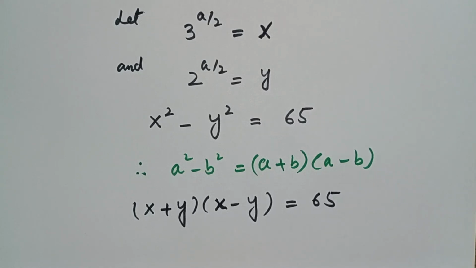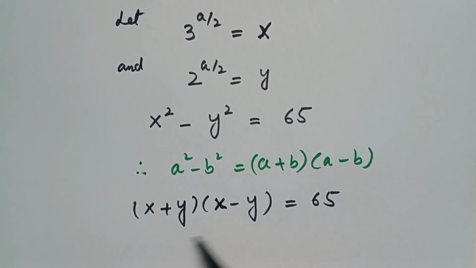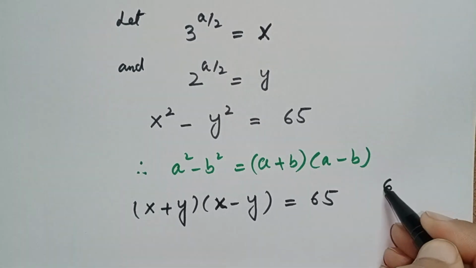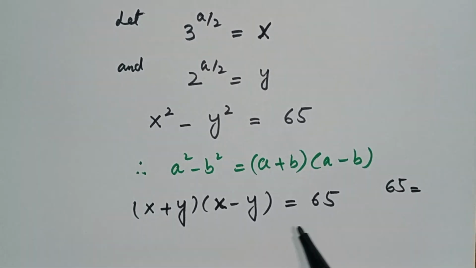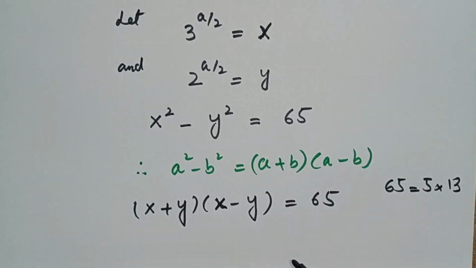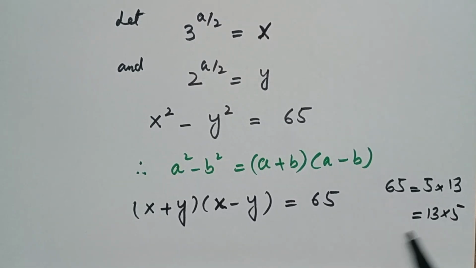So now we will check the factors of 65. 65 can be written as 65 is equal to 5 times 13. 5 times 13 gives 65, and the other factor is 13 times 5 gives 65. So from here we have two cases.